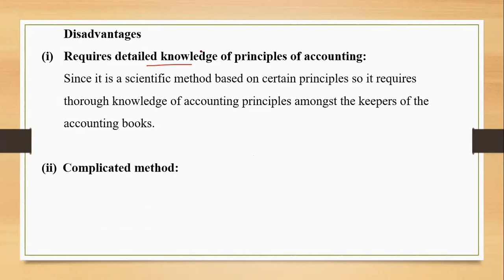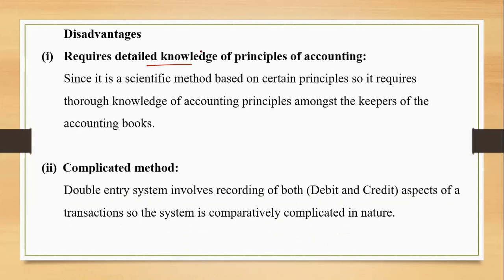Second, it is a complicated method as compared to the single entry system, right? It's complicated because there are so many books to be maintained. The system involves the recording of both the debit and credit aspects, so it is comparatively complicated in nature. Comparatively, compared to what? The single entry system, because under the single entry system it depends on the owner, the proprietor, whether to give two aspects, whether to give just one effect of the transaction, whether to write or not. Even that decision is taken by the owner, right? So we are going to learn that in chapter number 19 from here.